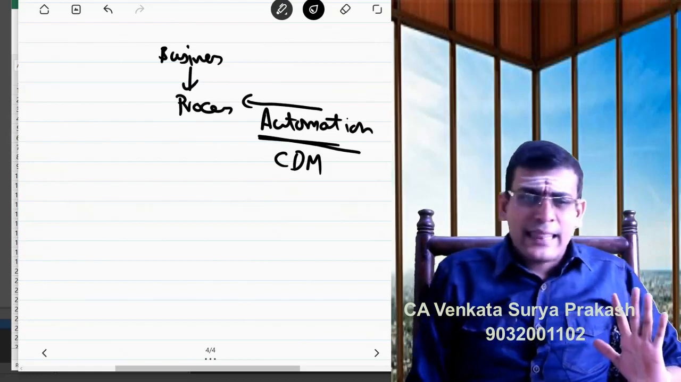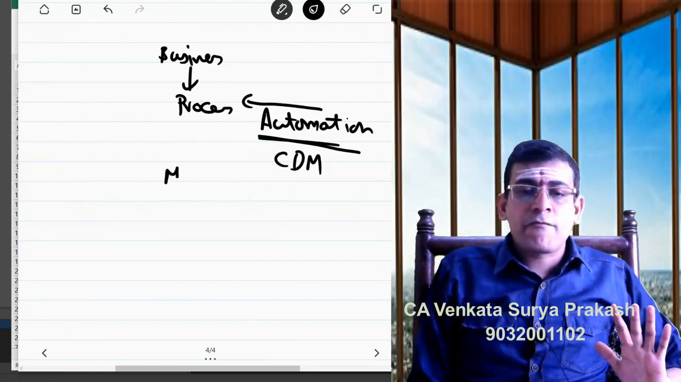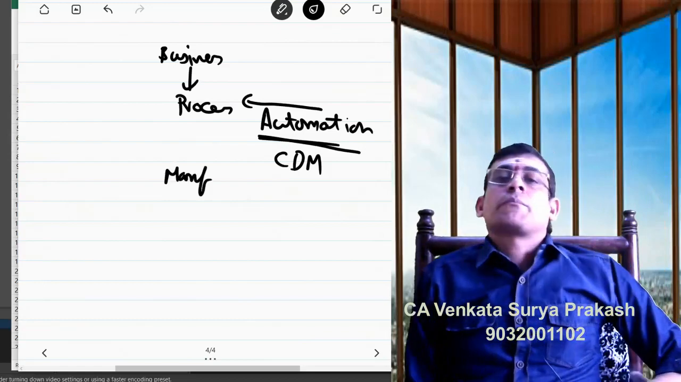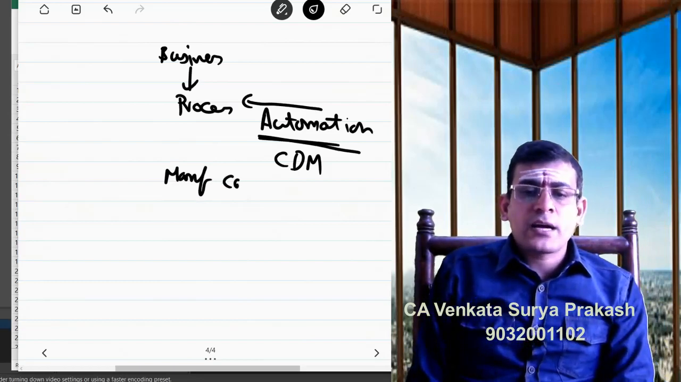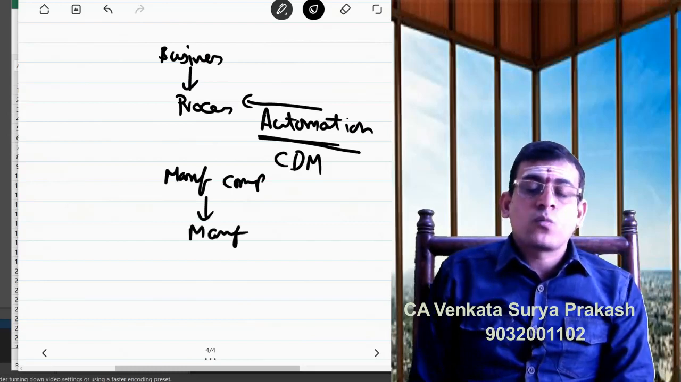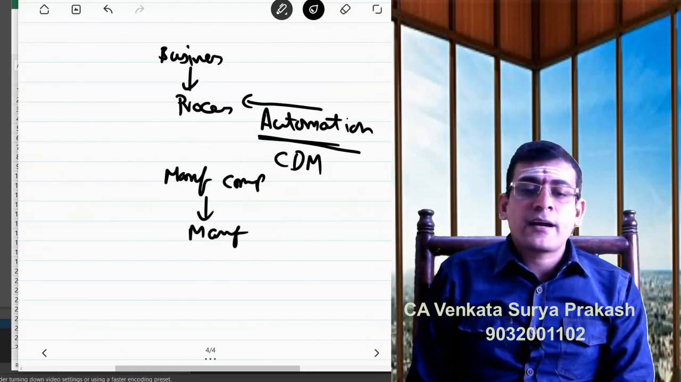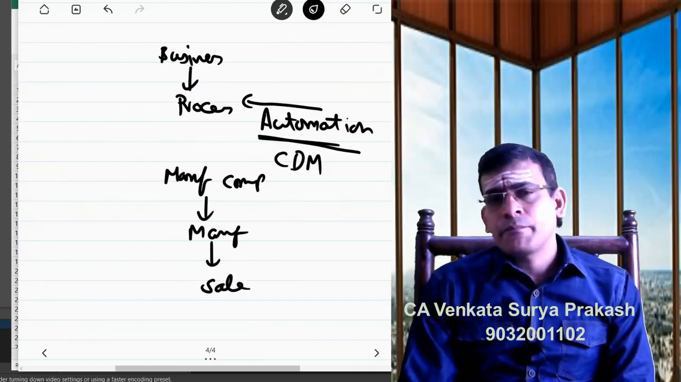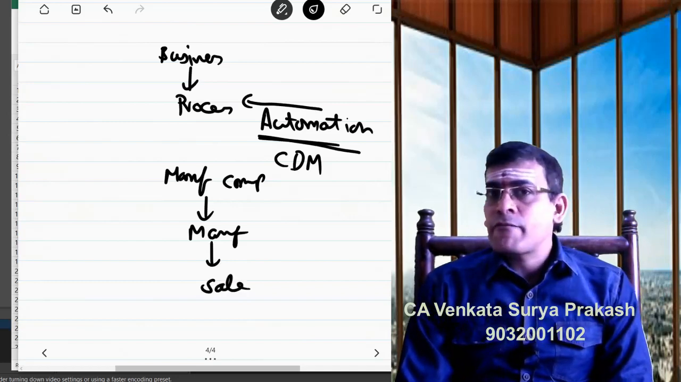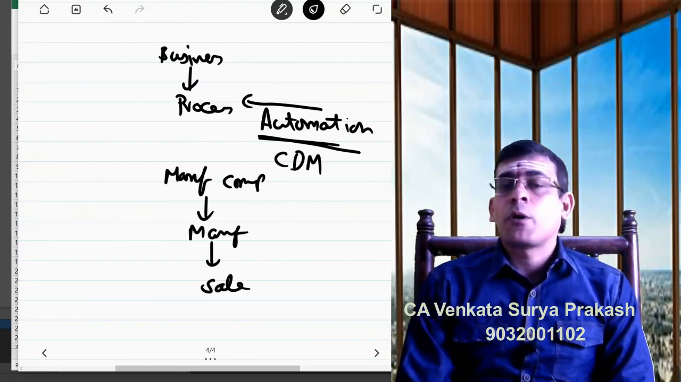Not only that, let me take an example of a manufacturing company. What will the manufacturing company do? The manufacturing company is going to manufacture goods. Once the goods are manufactured, what will the manufacturing company do? Do a sale. Do you think there is no scope of automation in the manufacturing company? Obviously there is a lot of scope of automation.